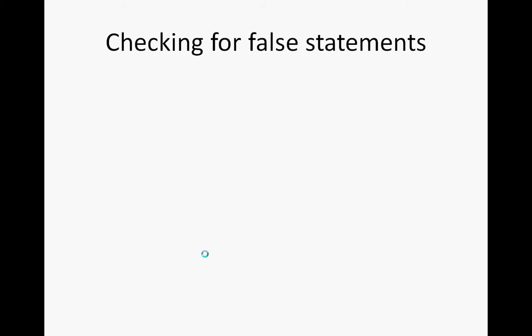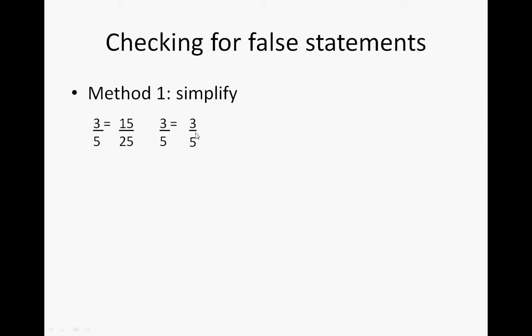The first thing you need to do is be able to check to see if your proportion is false, and there are two different ways to do that. The first way is to simplify. If I have this proportion from my first slide, 3/5 is equivalent to 15/25, I can simplify both sides to make sure they simplify to the same thing. 3/5 is already simplified, so it's just 3/5. But 15/25 can be simplified because 5 goes into both the numerator and the denominator. I divide 15 by 5 and I get 3, looking good so far, and I divide 25 by 5 and I get 5. So 3/5 is definitely equivalent to 3/5.